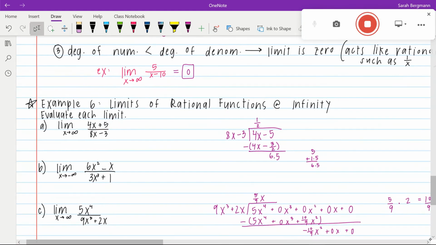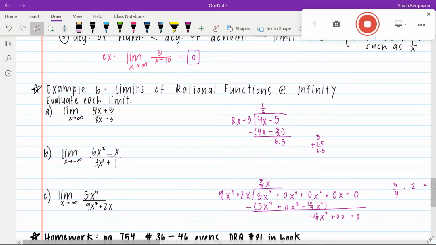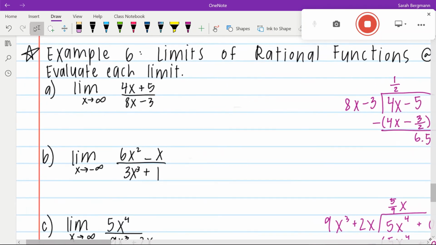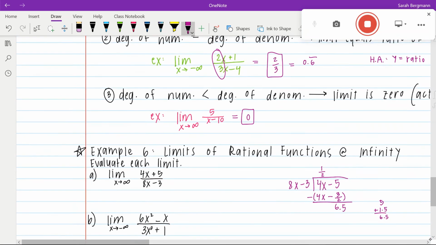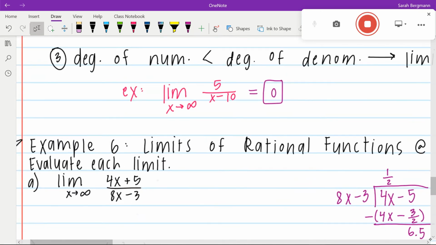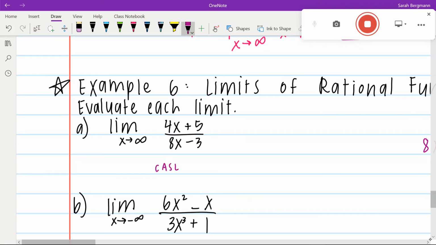Okay, let's do an example together. So these are limits of rational functions at infinity. For a, the limit as x approaches infinity for this function. Think about it. If we divided this out, we're going to end up with just 1/2 plus some remainder. And since the powers of the numerator are the same as the power in the denominator, we know we're talking about case 2. So for case 2, it's equal to the ratio of the coefficients, so the limit is equal to 4 over 8, which we could reduce to 1/2.